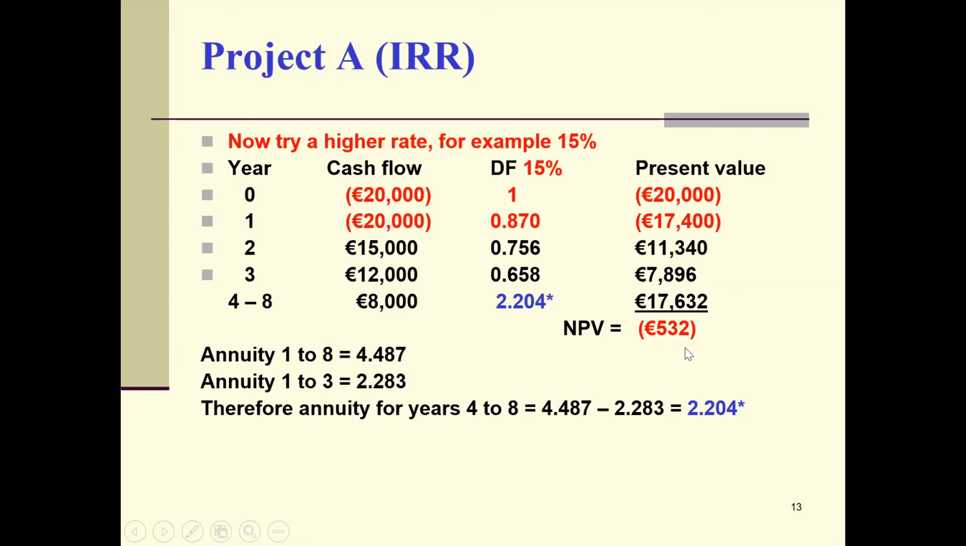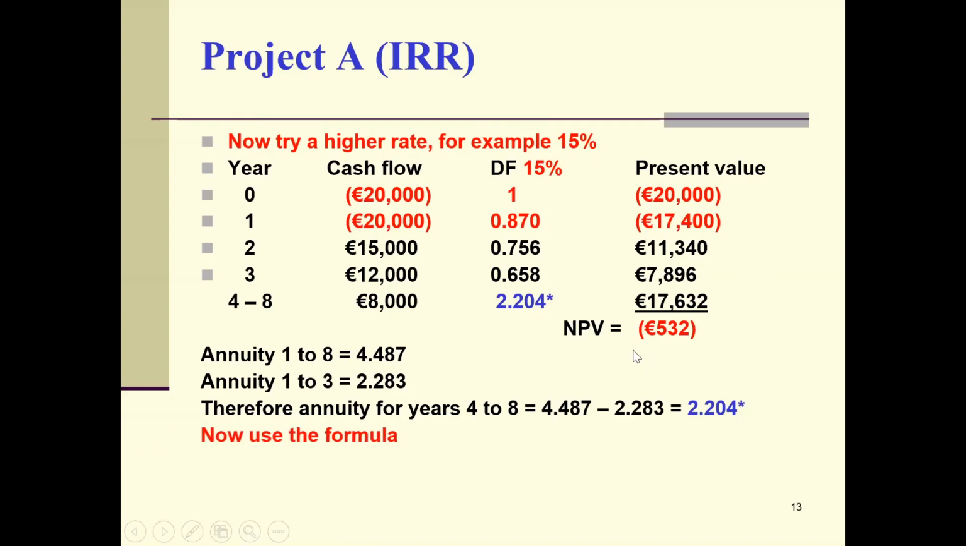The answer in this example is negative, and it's not that big. So I know I'm fairly close to 15%. If the answer was 0, it would be 15%. It's a negative answer. It does not have to be negative. I stress this. It doesn't have to be. You just need to have 2 rates and 2 NPVs.